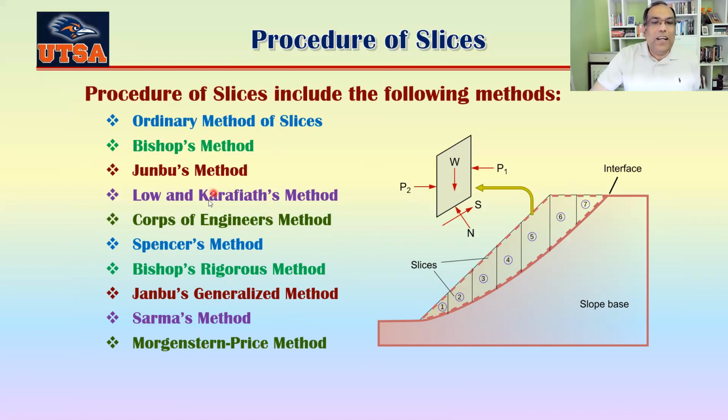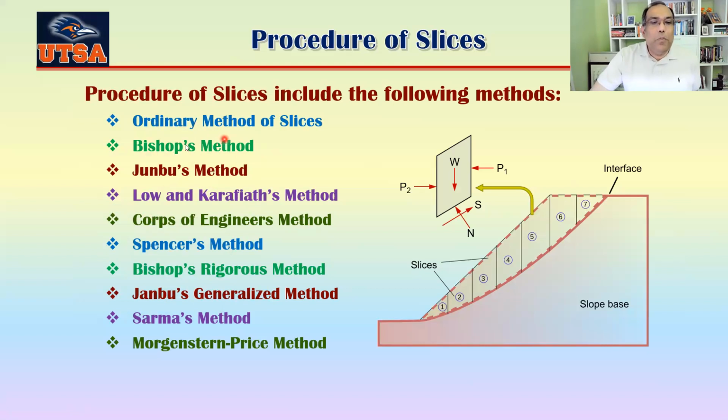So for hand calculation, the easiest ways we usually use are the ordinary method of slices or Bishop's method. We can use Janbu's method. We can use Corps of Engineers method. Other than that, these methods are very difficult to do with hand calculation, okay? So I'll talk about all of these methods now, primarily those we can use for hand calculation.